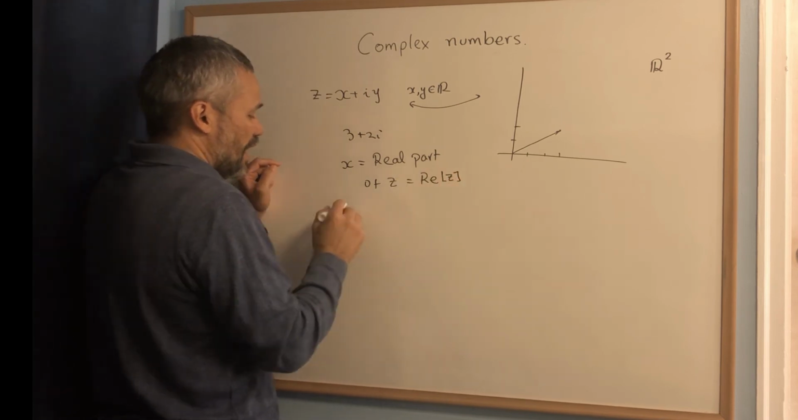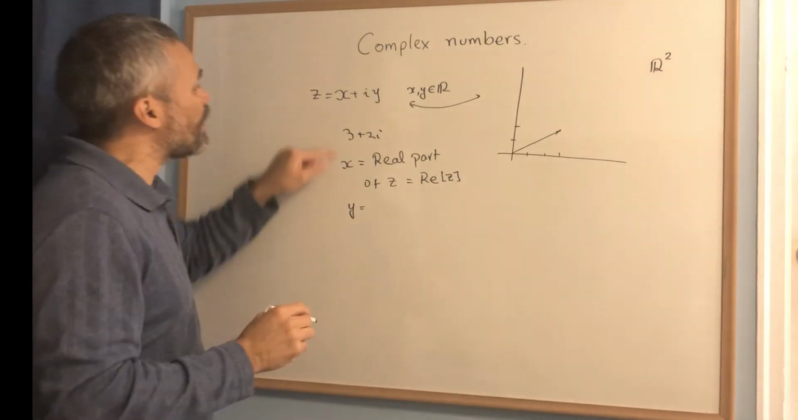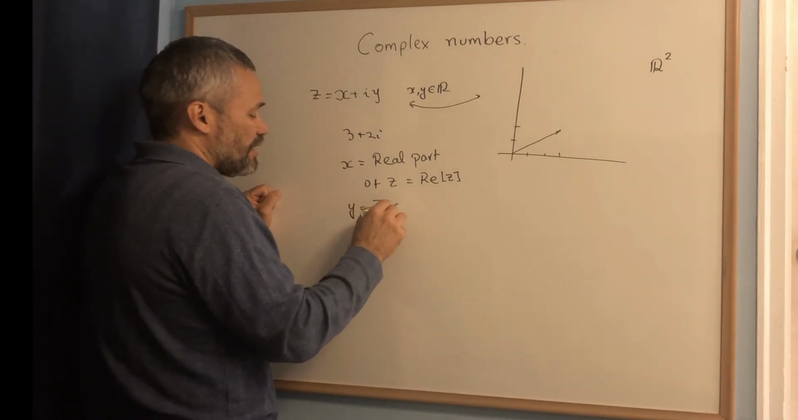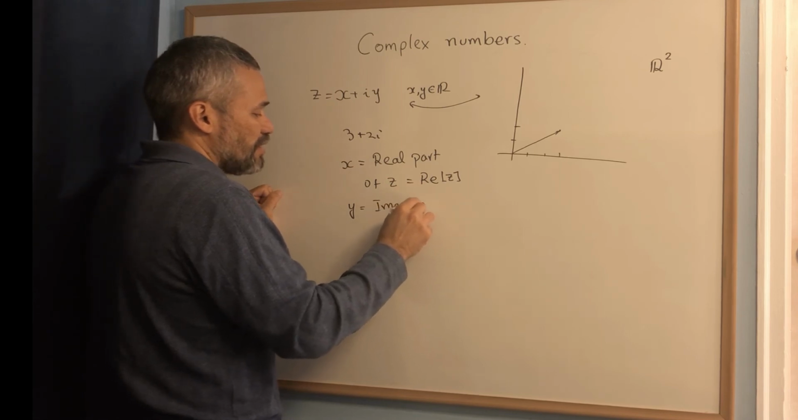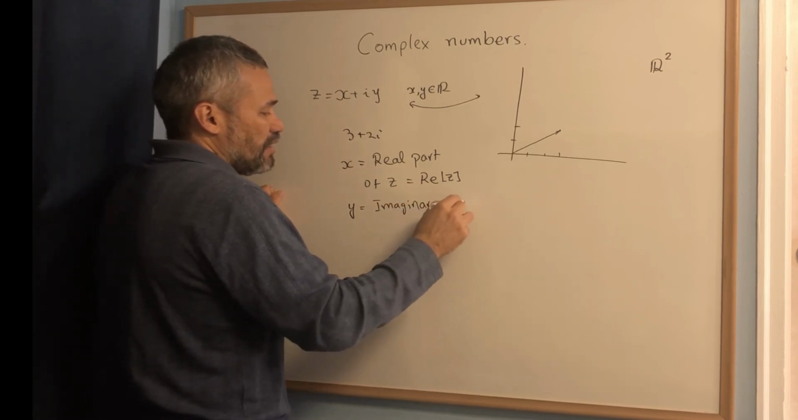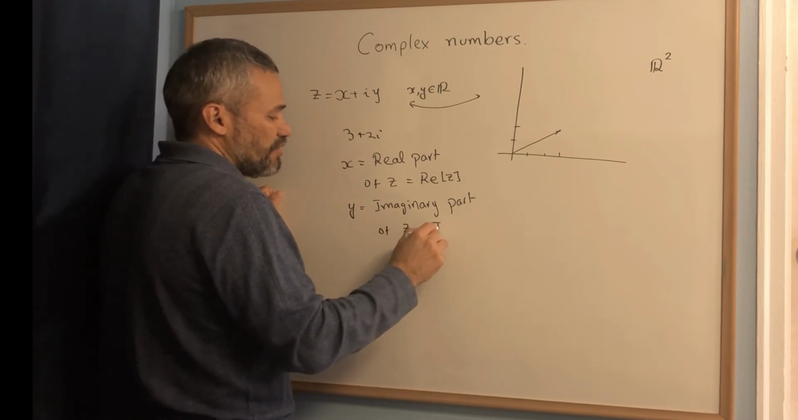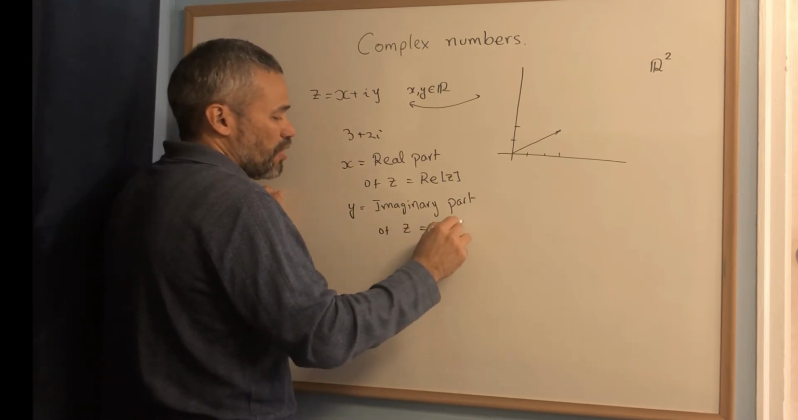And the y, without the i, is going to be called the imaginary part of c, and it's going to be denoted Im of c.